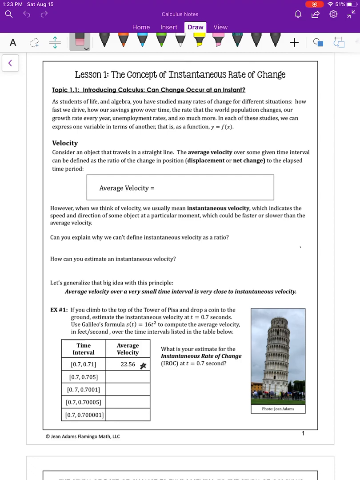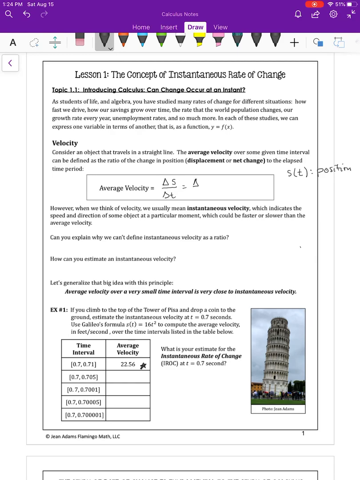So we're going to consider an object that travels in a straight line. The average velocity over some given time interval can be defined as the ratio of the change in position, which is the displacement or net change, to the elapsed time period. So our average velocity is the change in our position, which a lot of times our position function is s of t. A lot of times you'll see s of t as a position function. So change in position over change in time.